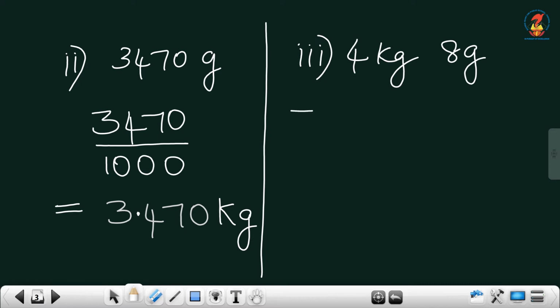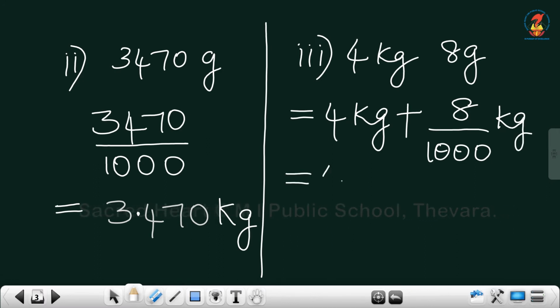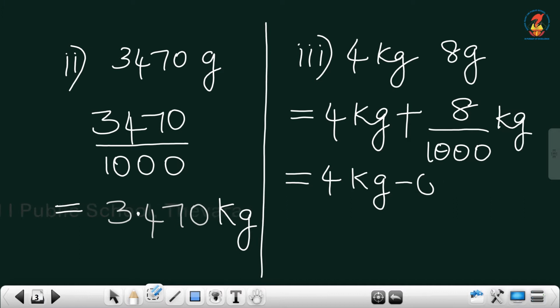We have to convert this also into kilogram. And in the question, the first part is already in kilogram, so no need to do anything. 4 kilogram plus, how will we convert gram to kilogram? I told you, you have to divide by 1000. 8 by 1000 kilogram. Okay. So, 4 kilogram plus 8 by 1000, what is the decimal number?